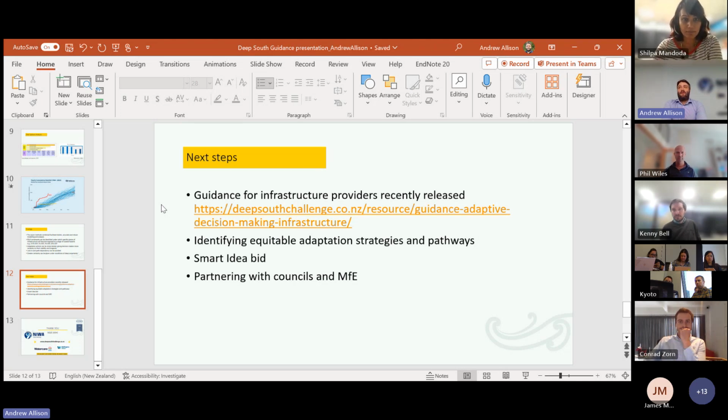Effectively now, we're working on a next step, which is outside the Deep South project, which is identifying equitable adaptation strategies and pathways. So we know that in a lot of adaptation processes, social diversity is not accounted for. There's a lot of people who can't go to adaptation meetings in the evenings or in the weekends. And so we're finding a way to incorporate people whose opinions are missing from the decision-making practices into adaptation decision-making.